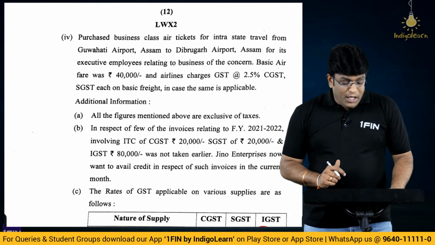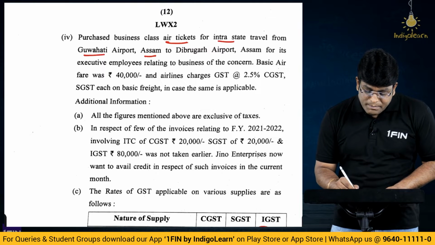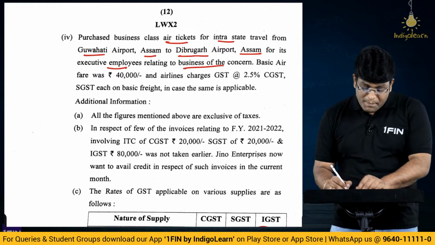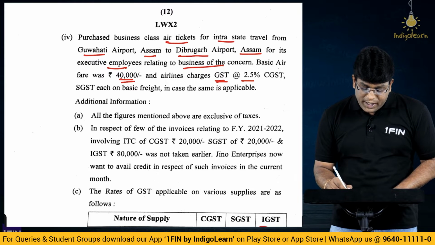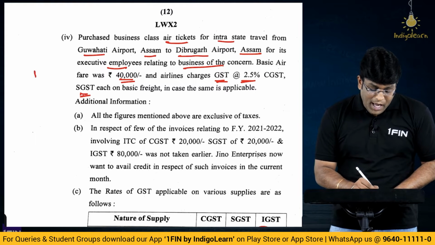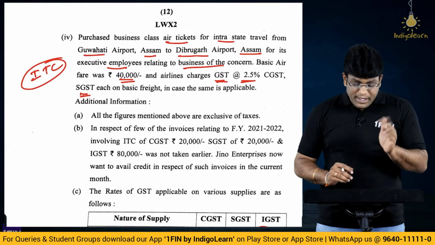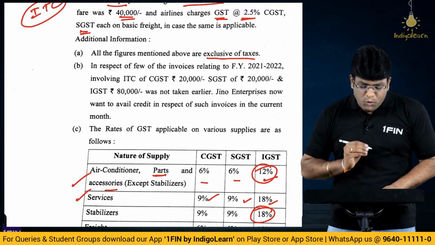Next, they purchased business class air tickets for intrastate travel from Guwahati Airport, Assam to Dibrugarh Airport, Assam for its executive employees relating to business of the concern. And basic airfare was 40,000 and airline charge GST at 2.5%. Happily take input tax credit. So there is an output tax, there is input tax credit. And all figures mentioned above are exclusive of taxes.